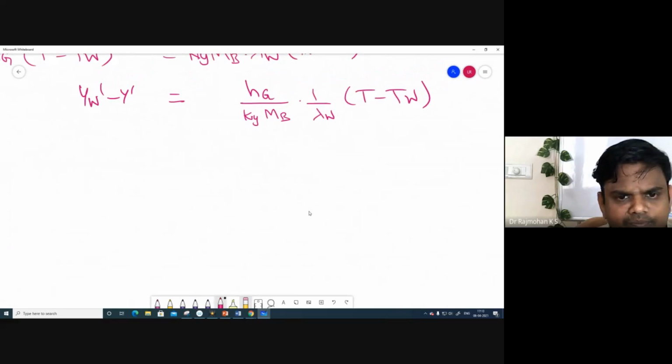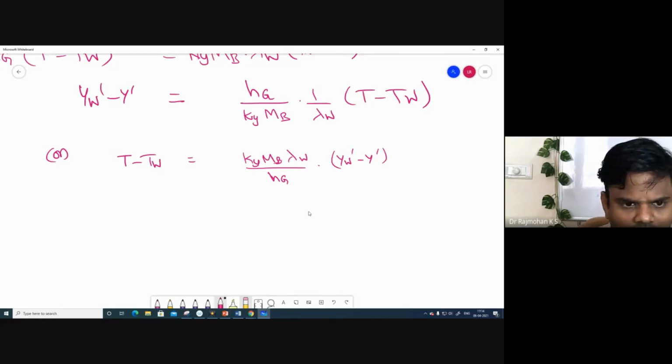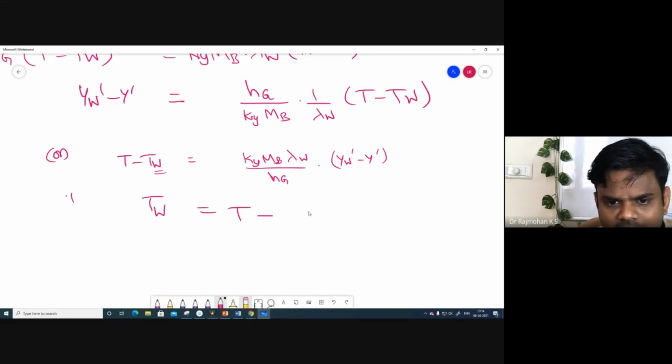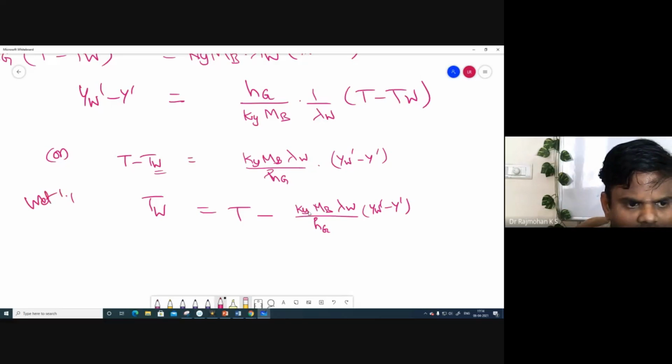Now if you see this one, this can be rearranged again. It can be rearranged to write what is T minus T_W, because here only we are defining what is wet bulb temperature. We can say T minus T_W is equal to, all these terms will be there on the right hand side, K_Y M_B lambda_W by h_G into Y_W' minus Y'. Rearranging, T_W is equal to T minus K_Y M_B lambda_W by h_G into Y_W' minus Y'. Okay, so this is wet bulb temperature.